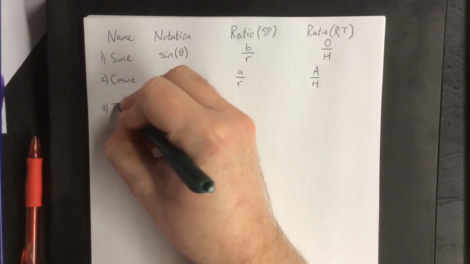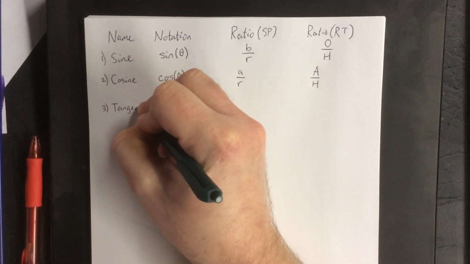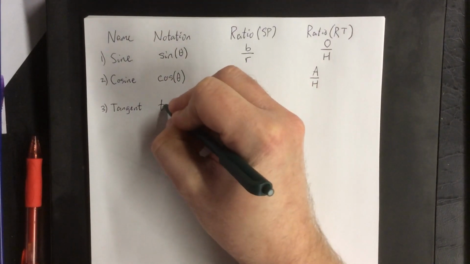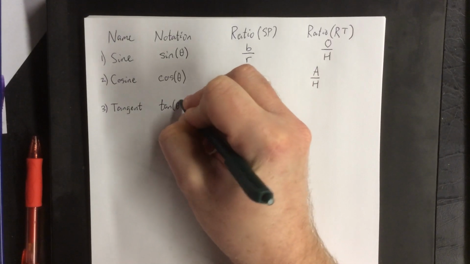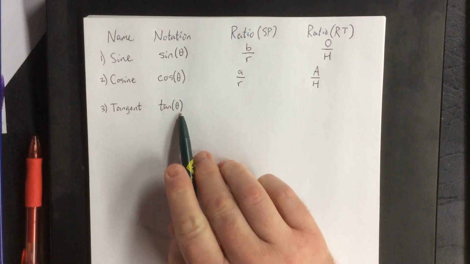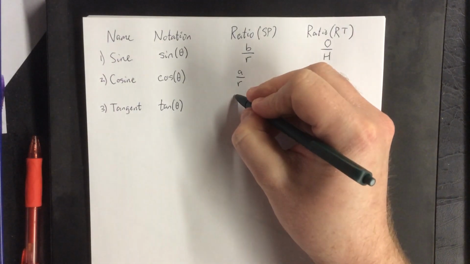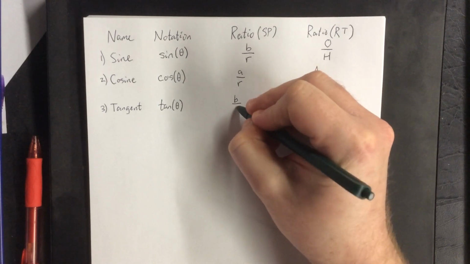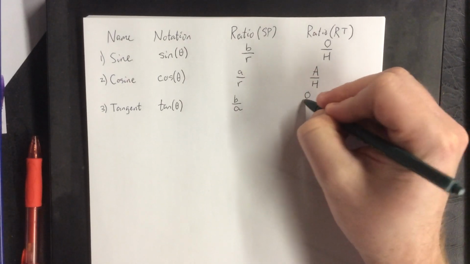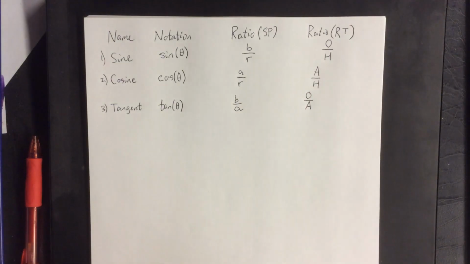Third one we're going to introduce is referred to as the tangent of an angle. Notation stays consistent. This will be tan of theta, or tangent of theta. This ratio, according to standard position, will be b divided by a, or from the right triangle, that'll be opposite over adjacent leg.